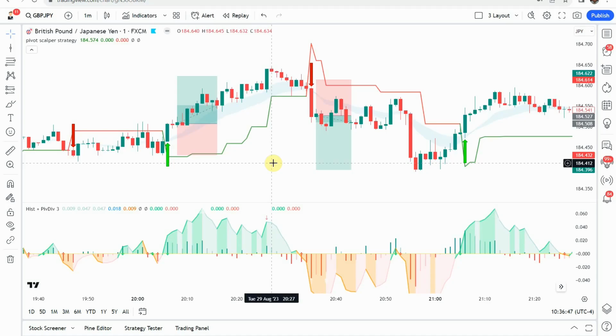Alright, so let's go ahead and take a look at the results of our trading strategy here. And so we did a 50 trade test like normal. Out of those 50 trades, we got 17 winning trades and we got 33 losing trades. It's going to put us right at a 34% win rate.